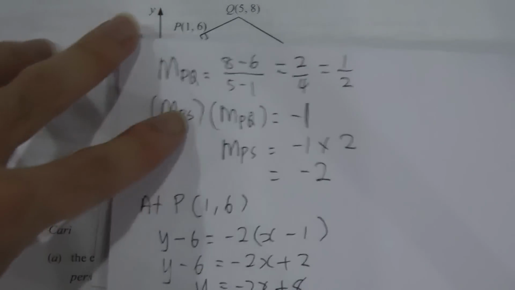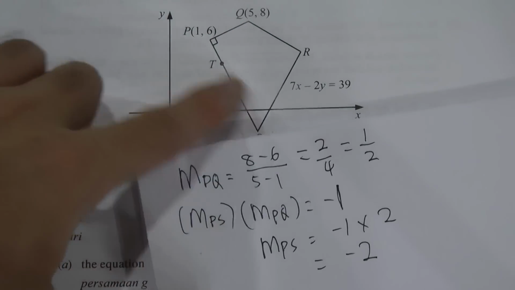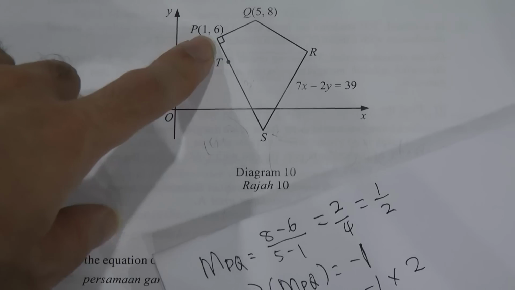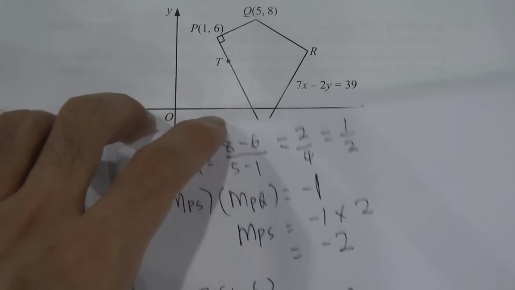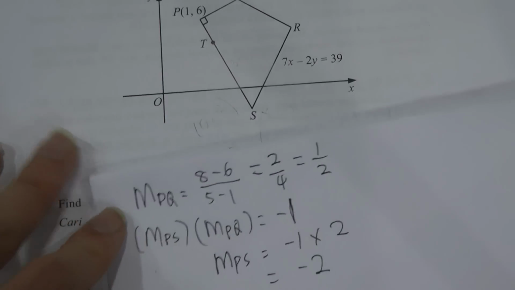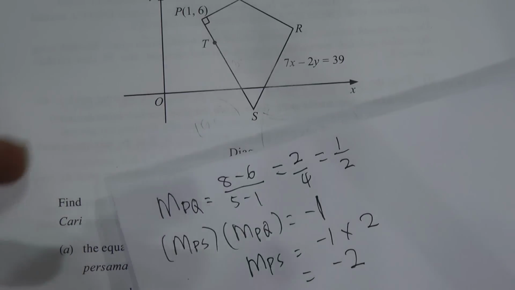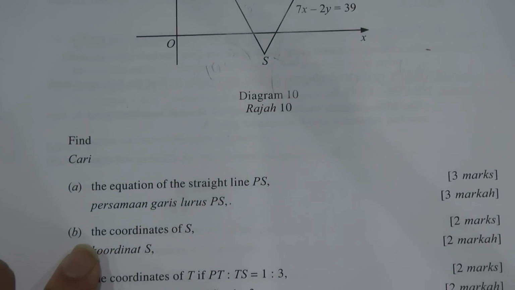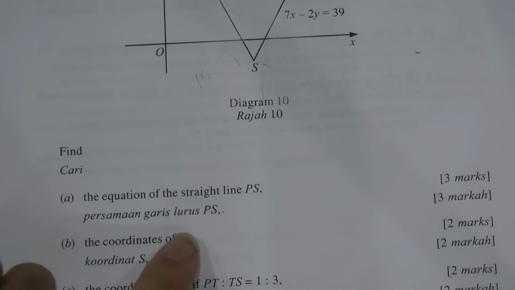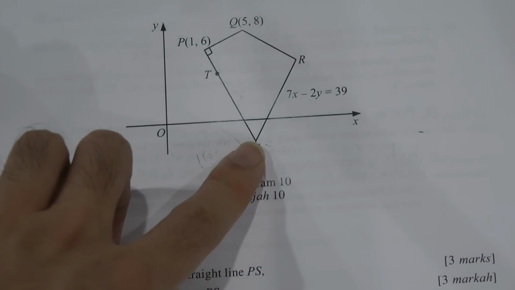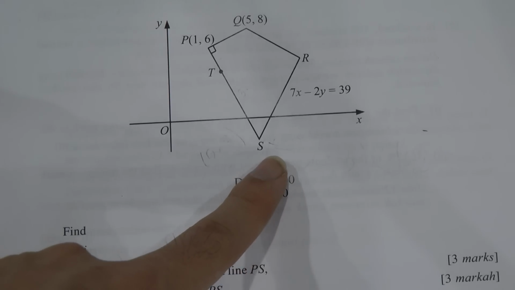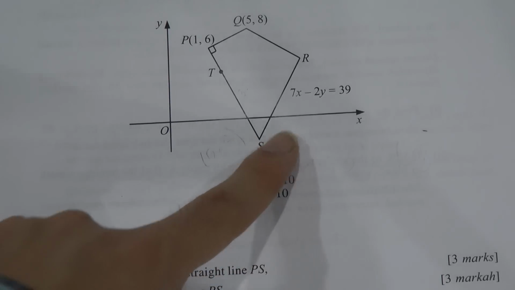As long as you know this coordinate and you get the gradient of PS, then you substitute back and you can get 3 marks. Because this is a real SPM question, I just do it faster. The second part he wants is to find the coordinate of S. The coordinate of S is here. You have this equation, so you just use the simultaneous equation method, and then you can easily get S.